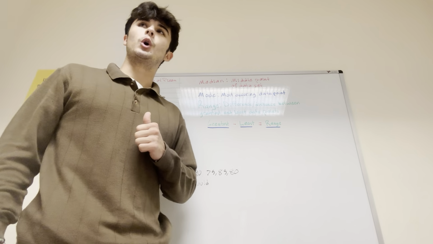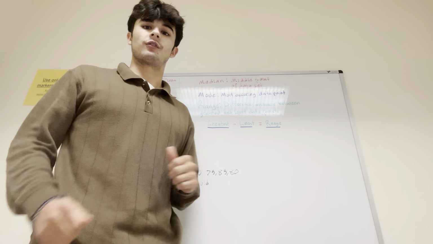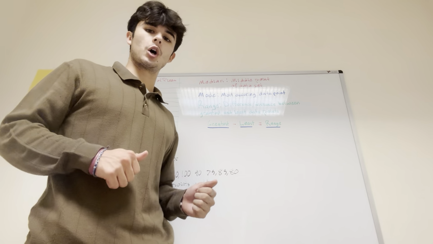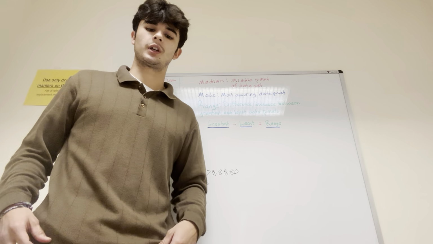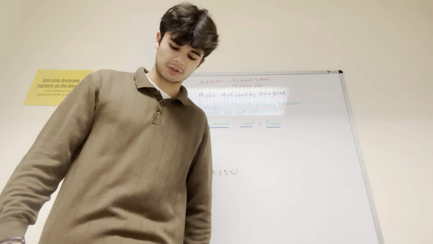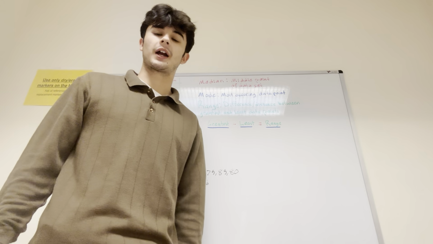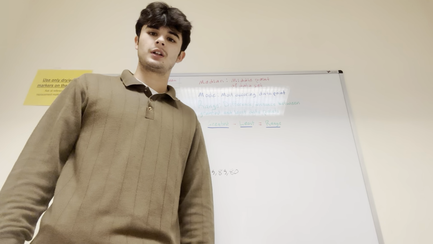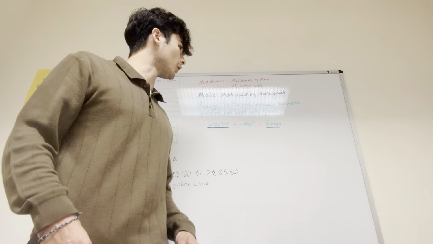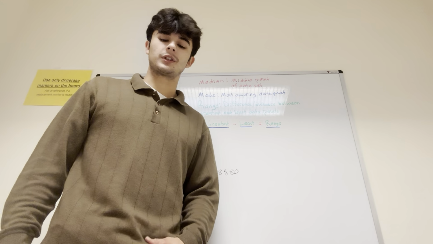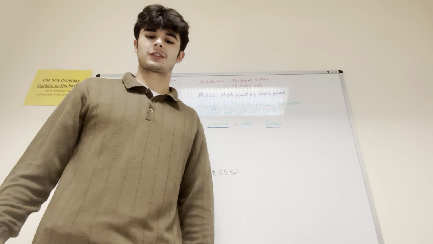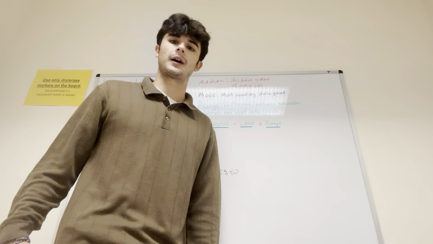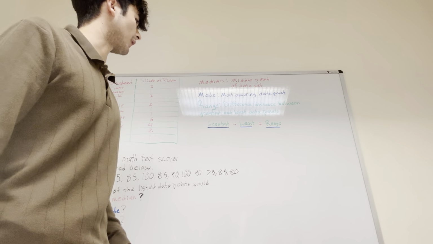Mode is the most occurring data point. So we have median, middle, and mode, most. Mode is the most occurring data point. We can determine that simply by counting the amount of repeating numbers, or by looking at our line plot, because the mode is usually the tallest stack of dots or X's on an accurately drawn line plot. Finally, we have our range.